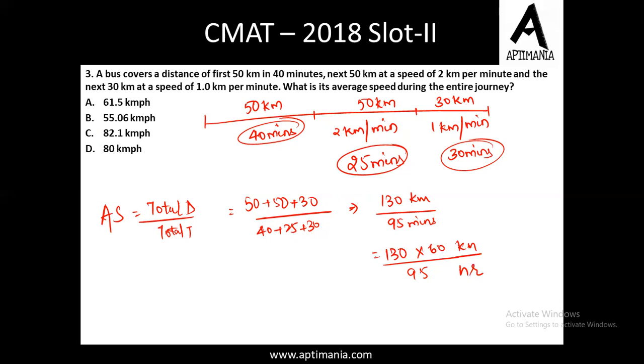If I'm canceling, I'll cancel it by 5. I'll have 12 and I'll have 19. So it will be 130 into 12, that is 1560 upon 19, which on solving will give us 82.10 kilometers per hour. So for question number 3, the correct answer is option C, 82.1 kilometers per hour. Let's go ahead to the next question.